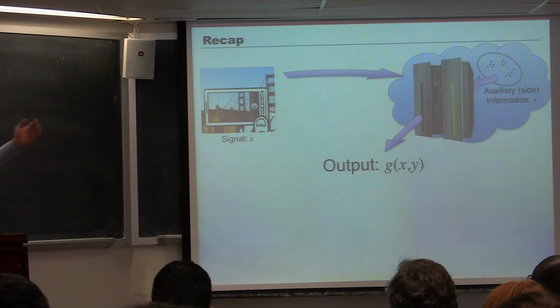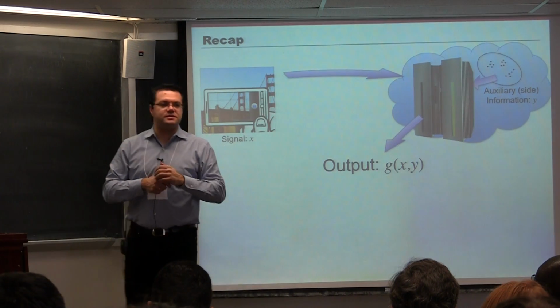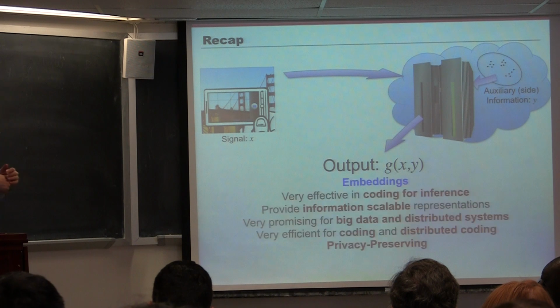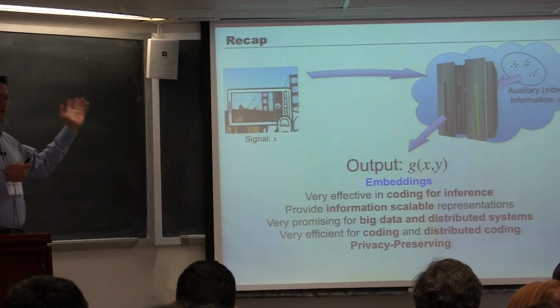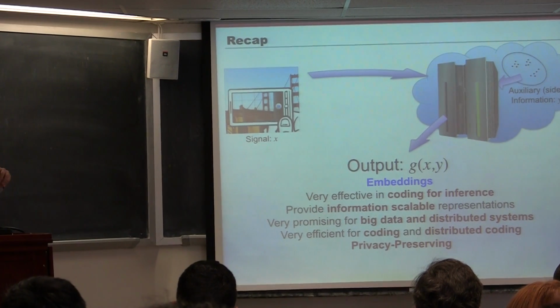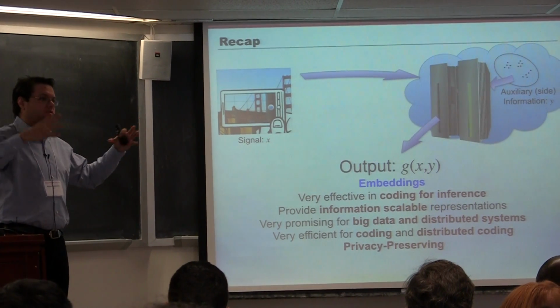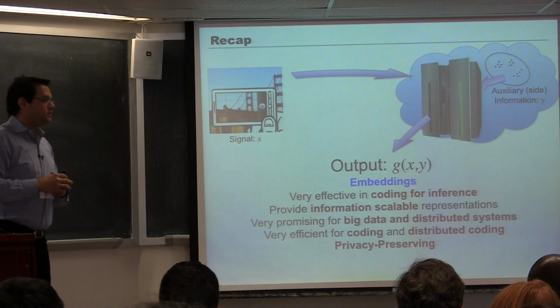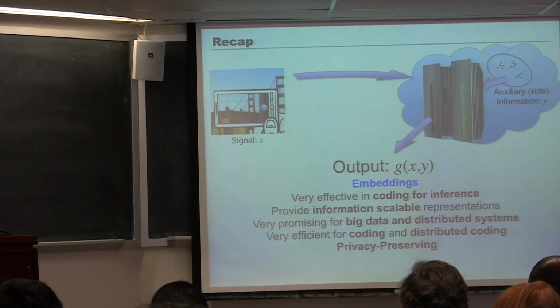Again, this is the main problem I wanted to solve. In fact, I made this very specific G of a distance between x and y. And what I'm trying to argue here is that the embeddings are a very good tool for coding that preserves distances, which is very useful for inference. And they provide some kind of information scalable representation. The more distances you want, the more bits you use. It's actually very promising for big data and distributed systems.